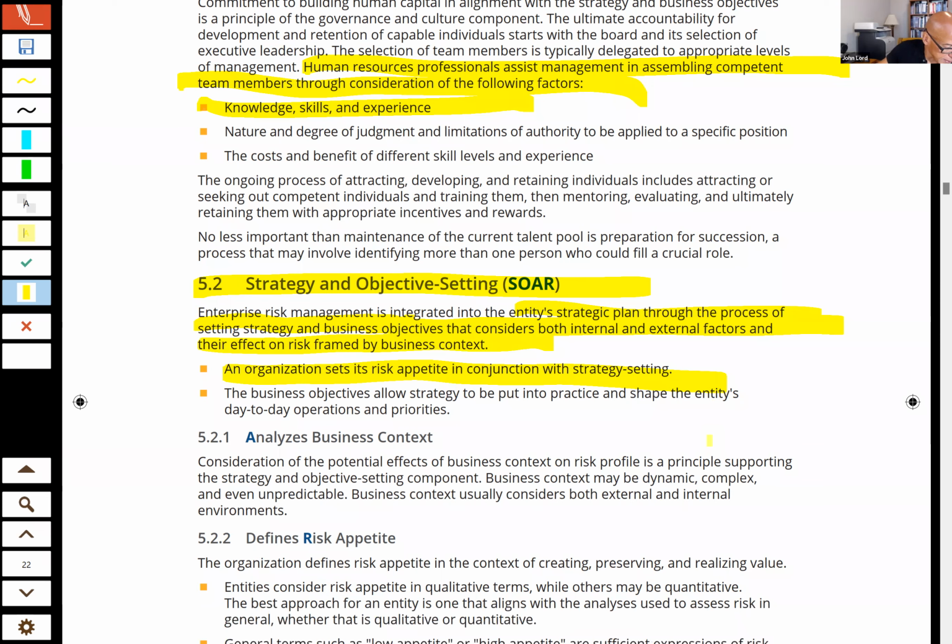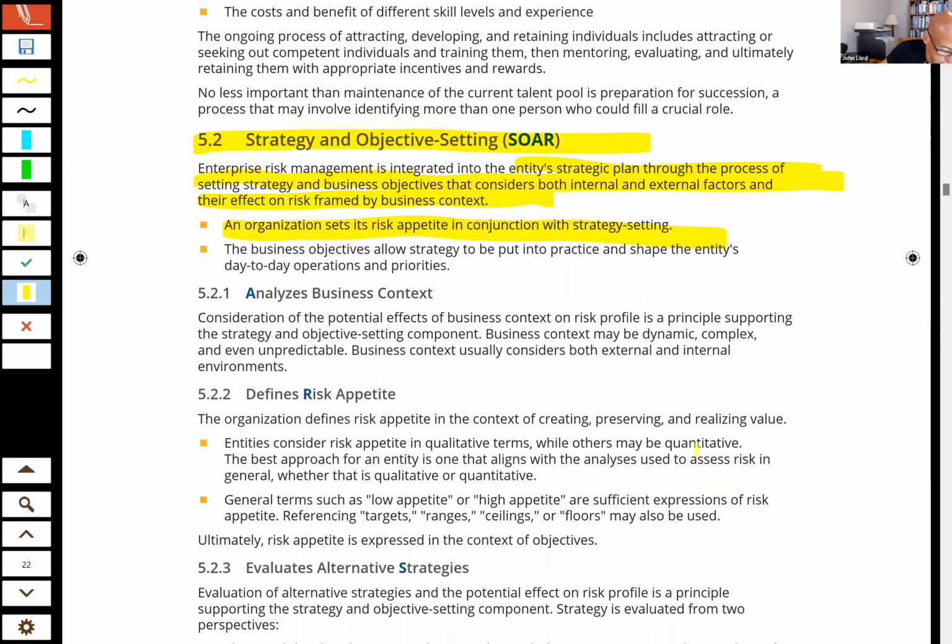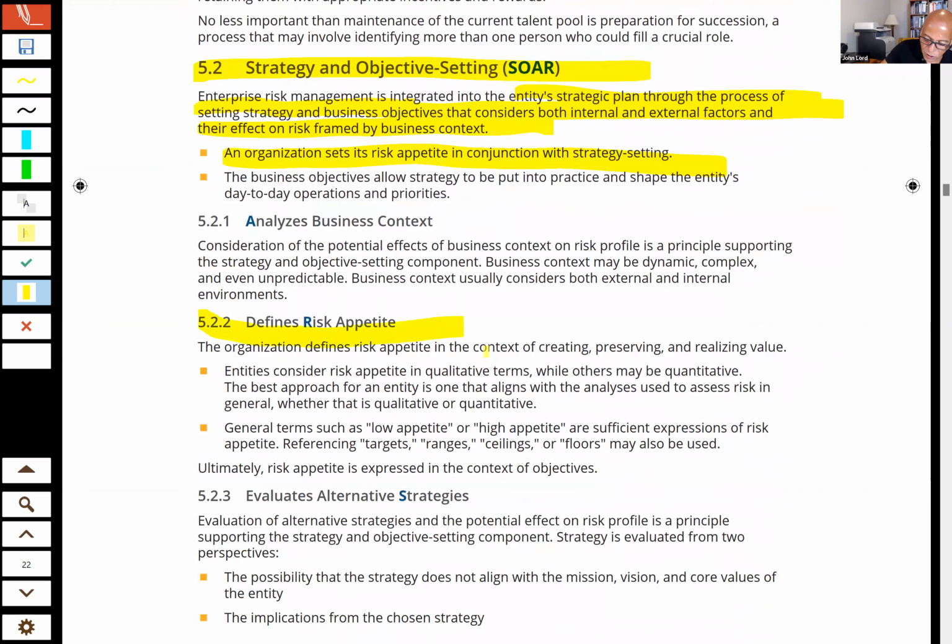Analyze business context. Let's just take a look since we mentioned risk appetite. Let's take a look at defines risk appetite. Okay, so organizations define risk appetite in the context of creating, preserving, and realizing value. Some entities consider risk appetite in quantitative terms, while others may use qualitative terms, trying to improve treatment for some disease, right? Quantitative, I think we tend to think of what? We tend to think of the profitability, okay? General terms such as low appetite, high appetite are sufficient expressions of risk appetite. Referencing targets, ranges, ceilings, or floors may be used.